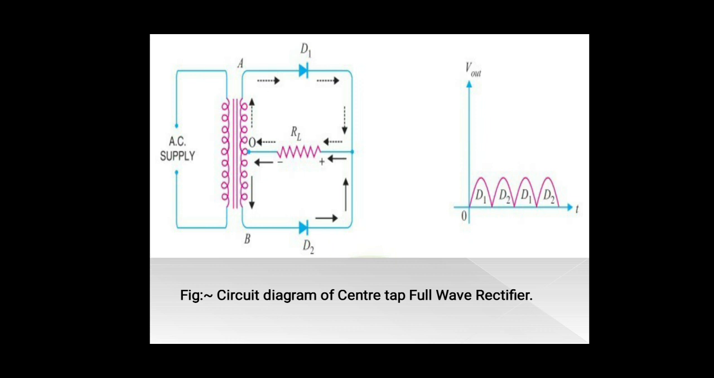So during the positive half cycle, terminal A is positive and terminal B is negative. So diode D1 is forward biased and diode D1 is on, and diode D2 is reverse biased, so diode D2 is off. During the positive half cycle diode D1 conducts, as shown in the figure, so D1 is on.